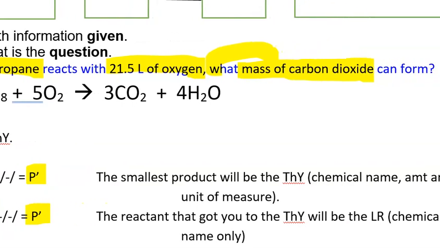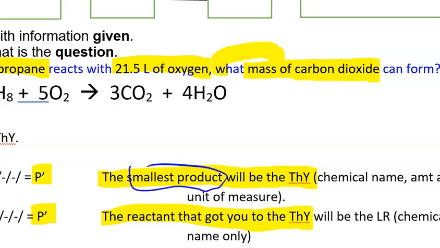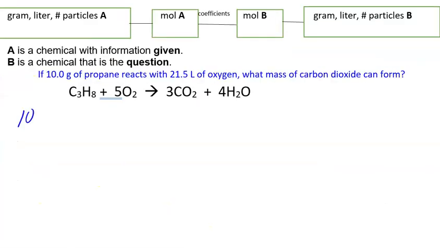Now right here, this says that the smallest product will be the theoretical yield. The other one will be junk, so we're not going to be able to use that one. Then it goes on to say the reactant that got you to the theoretical yield, that got you to the smallest product, that thing will be the limiting reagent. So let's do the math and see if we can't figure this out. I'm going to go from the 10 grams of the propane.